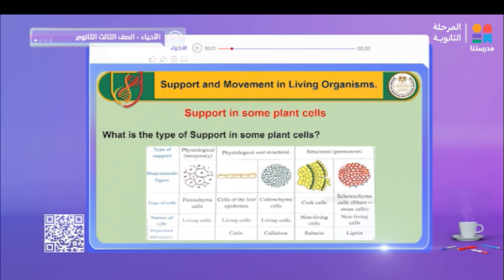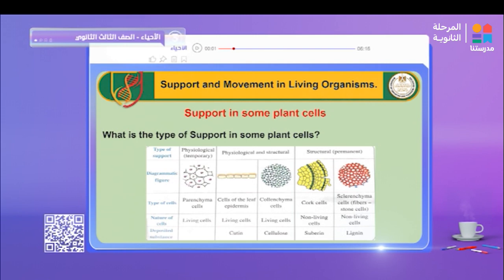Number two, collenchyma, depending on both physiological support and structural support. Why? Because it's living cells, it depends on physiological support, and it contains cellulose, so it depends on structural support. It gathers both types. Number three, sclerenchyma: non-living cells, doesn't contain cytoplasm, so it's called stone cells. Sclerenchyma depends only on structural support.